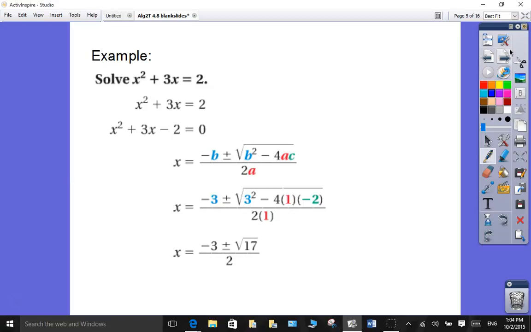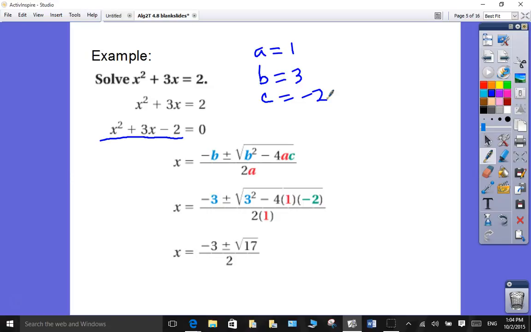In this problem here, what is the value of a? In this thing right here, what is the value of a? A is the coefficient of the x squared term, so a equals 1. And b is 3, and c is negative 2. When you're plugging into the quadratic formula, don't also put the x in there. The x is not part of it. It's just those numbers.